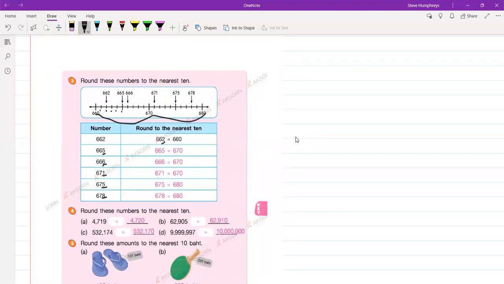And number 4, round these numbers to the nearest 10. Look at the last digit. Write the symbol. And write your answer on the line. Look at the last digit. That's a 9. That's a 5. That's a 4. And that's a 7. Okay.